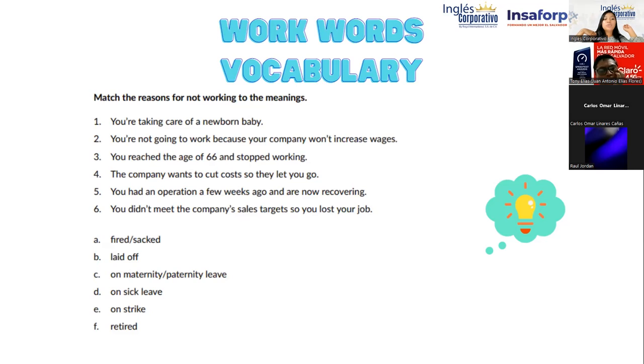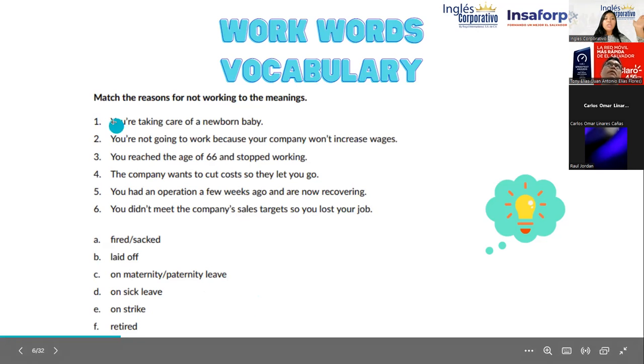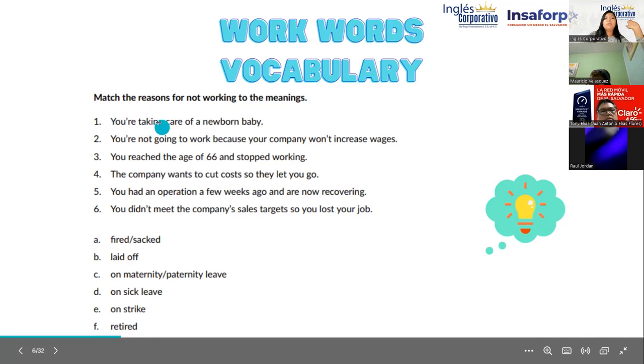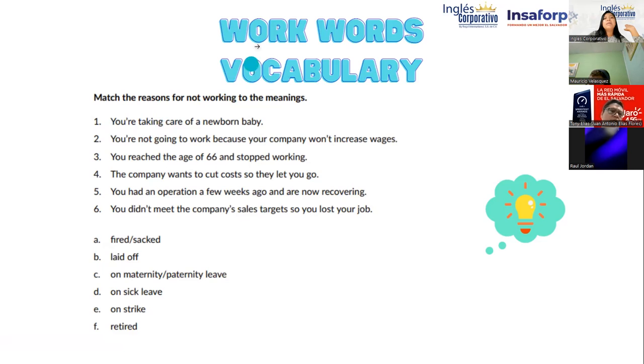Then on a strike, that means huelga, ya sabemos, ¿verdad? And retire, que está retirado. Okay, so now let's see. You are taking care of a newborn baby. Which is the correct reason? On maternity leave. Very good. Excellent.